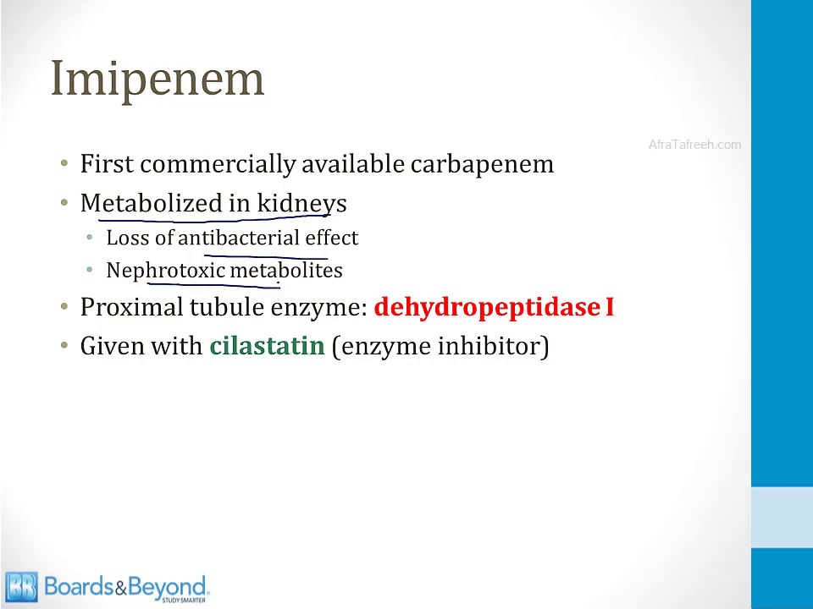The enzyme in the kidneys that metabolizes imipenem is called dihydropeptidase 1. So for this reason, imipenem was given with cilastatin, which was an inhibitor of dihydropeptidase 1, and that led to improved effects and less toxicity. Imipenem is the only carbapenem that has this issue. With the other drugs, you do not need to give them with cilastatin.